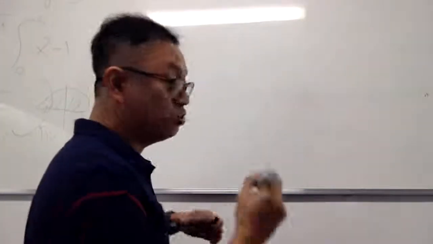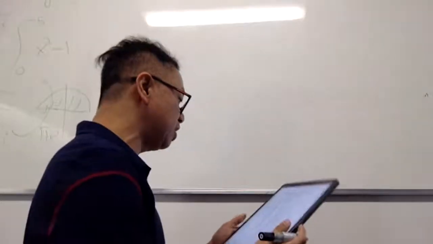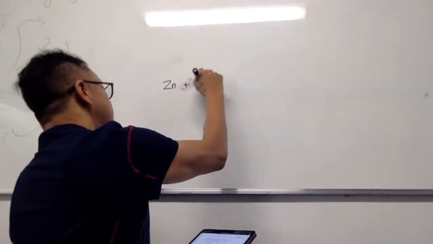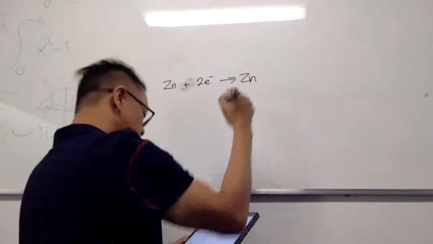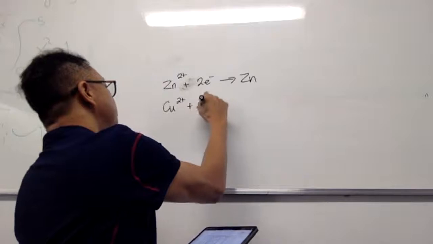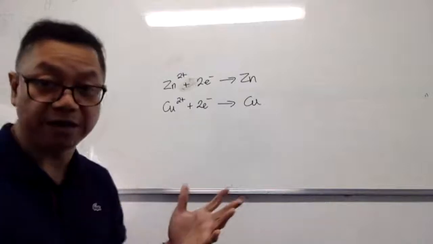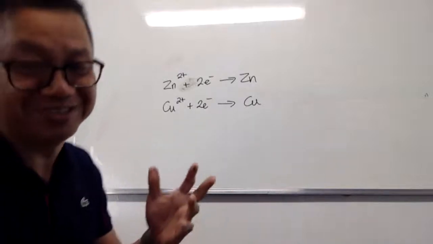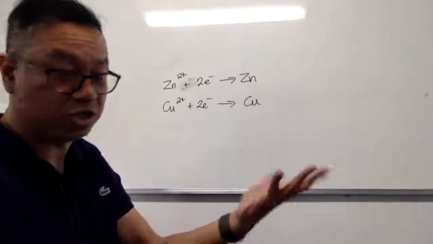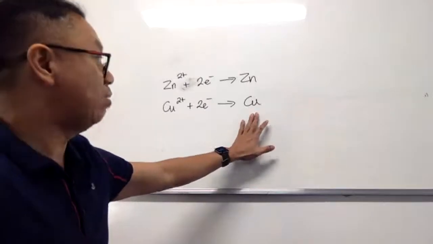So what is reduction potential? For example, look at the reduction potential of zinc. Zinc 2 plus plus 2 electrons will give me zinc. And then copper 2 plus plus 2 electrons will give me copper. Both of these are reduction. Zinc 2 plus plus 2 electrons gives zinc. That's reduction. Copper 2 plus plus 2 electrons gives copper. Now, here's the thing.